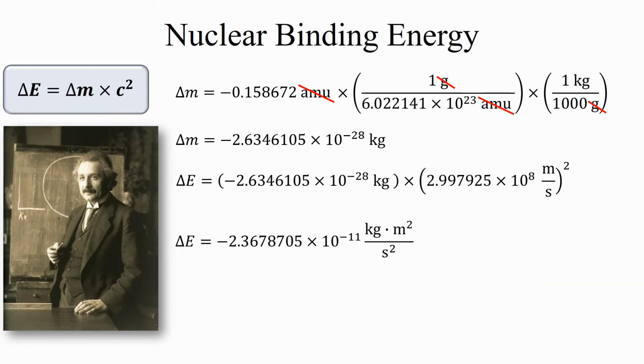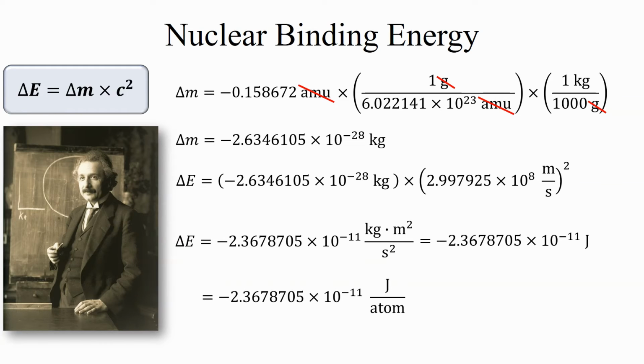But let's take a look at those units. Kilograms times meters squared per second squared. Well, this is the same as joules. It's a 1-to-1 ratio of joules to kilograms meters squared per second squared. This basically tells us the amount of energy that we would get out after constructing 1 fluorine-19 atom.